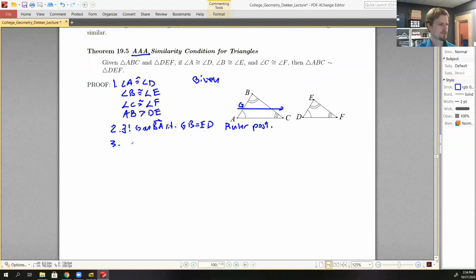All right, so we then have that AB is larger than GB. AB is larger than GB, and that's because we're making the simple substitution of line 2 into line 1D. Excellent.